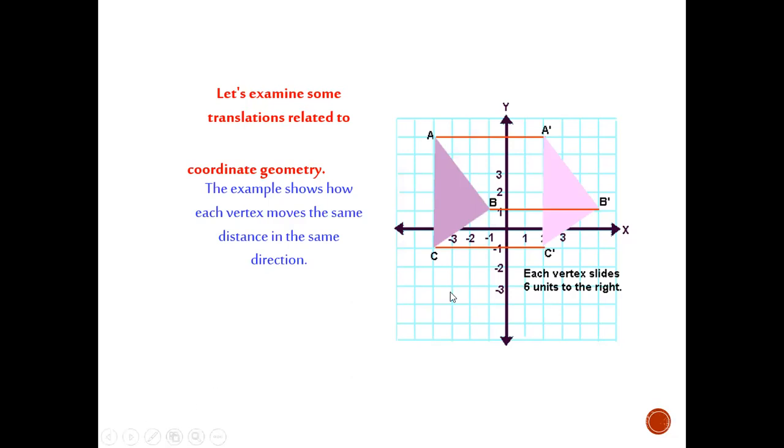As you can see here, the instruction given is slide 6 units to the right. This is an object, labeled A, B, and C. If the translation wants you to move 6 units to the right, each of the vertices will be moving 6 units to the right. They must follow the same instruction, and once you have moved 6 units to the right, you label each of the vertices as prime, putting the inverted comma, which you call prime.